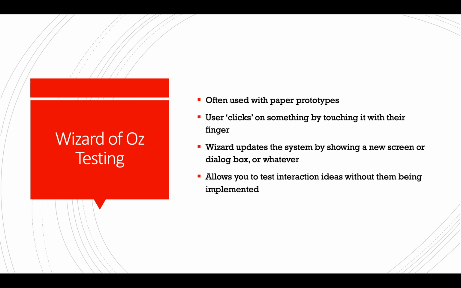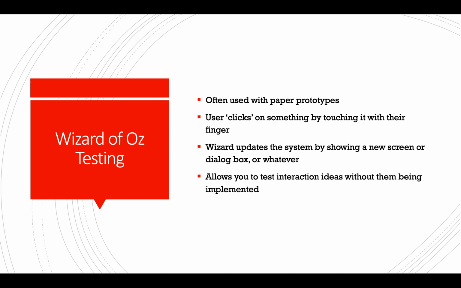Now, we often use paper prototypes along with something that we call Wizard of Oz testing. And so this is where the person who created the prototype acts as a wizard and presents the prototype to a user, somebody who's their participant, and tells the user that they can click on things in the prototype by basically touching it with their finger. So they imagine that their finger is a mouse pointer. And so when the user touches something in the paper prototype with their finger, it's like clicking on that button.